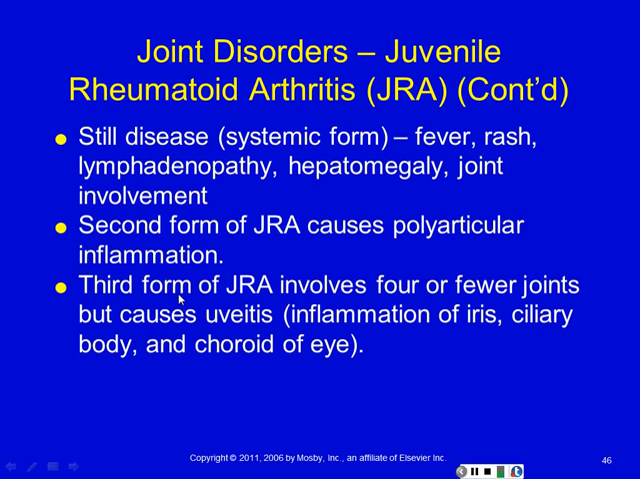There are multiple different types. Still disease is the systemic form of JRA, and this is where you get a widespread inflammatory response. So fever, rash, hepatomegaly, and joints that are involved. Another version causes joint inflammation in multiple joints at once. And then in the third form, you have 4 or fewer joints, but also there's eye involvement.